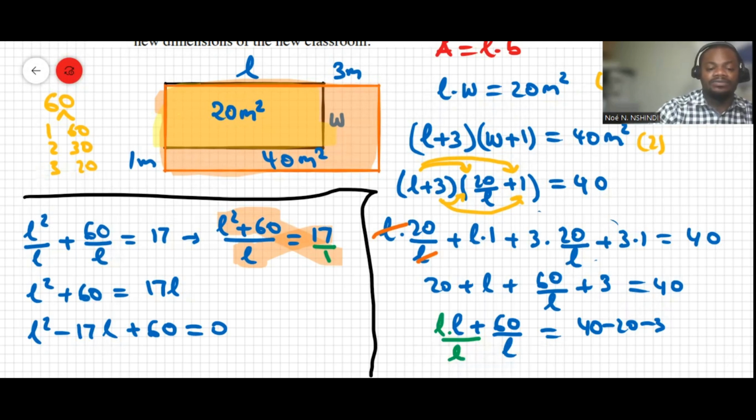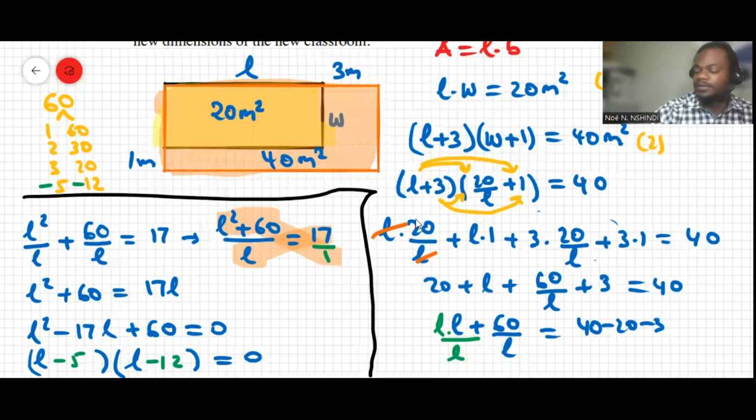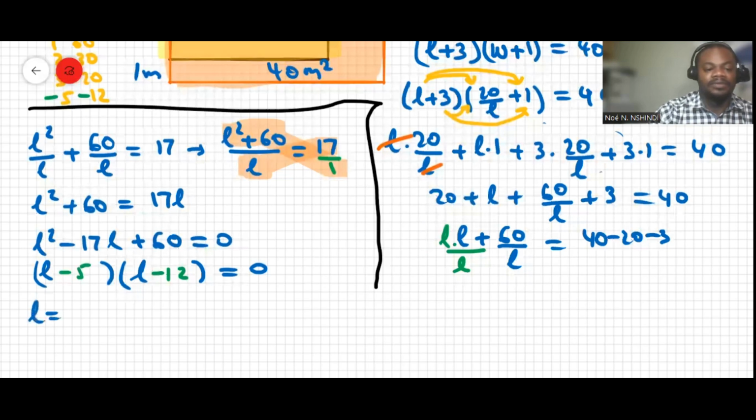So 3 and 20 are not the right factors. So the next will be 4 and 15, but I can go to 5 and 12, okay? Because 5 plus 12 makes 17. Okay. If it's negative 5 and negative 12, it will make negative 17. So over here, we can factorize. We can do like L there. So here minus 5 and then minus 12. So that means L equal 5 or L equal 12.